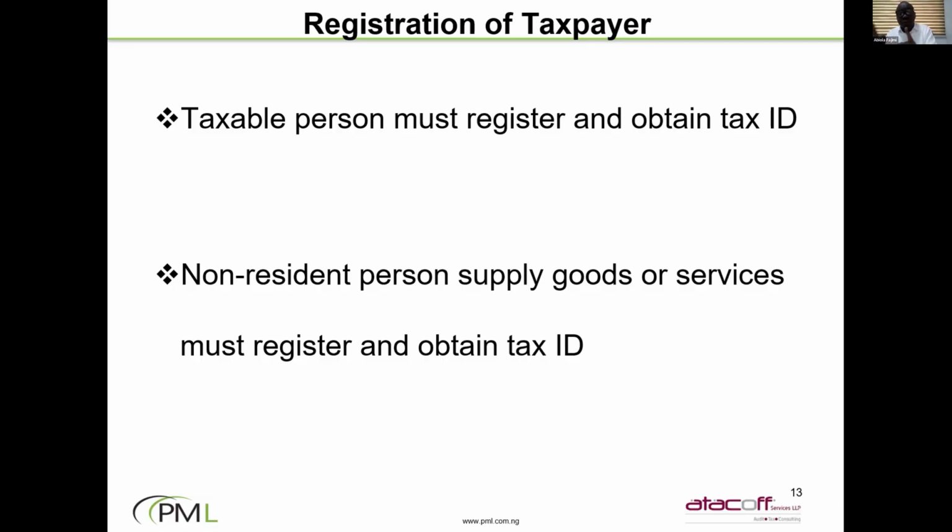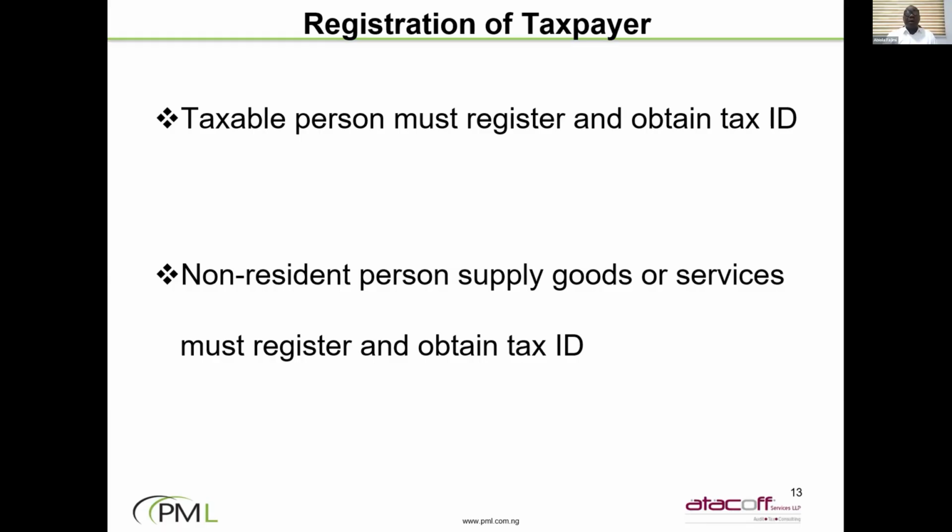You only have one, so you cannot have two taxpayer IDs as a taxpayer or as a company. And then the last point here is that non-resident persons supplying goods or services must register and obtain a tax ID. Any non-resident person that is supplying goods or services to Nigeria must also register with the Nigeria Revenue Service and obtain a tax ID. This provision is not new.